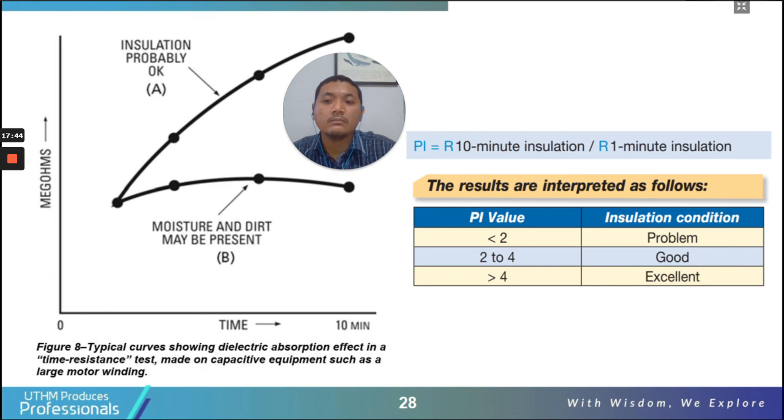Alright, so that's the idea why we perform PI, because we want to see if the resistance over time after 10 minutes is still the same or keeps increasing. If it keeps increasing, then it's good. That is the idea of IR and PI. And you can apply this on almost all high voltage equipment: cable, bushing, rotating machine, transformer. Alright, so many things.